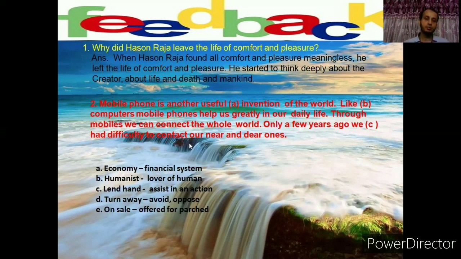Okay, at the last moment, some vocabulary. Economy. The meaning of economy is financial system. Humanist, lover of human. The person who loves human beings irrespective of religion, caste, culture is called humanist. In Bangladesh, I think Dr. Yunus, and in India, Mother Teresa, and in European countries, Florence Nightingale. So these people are humanist.